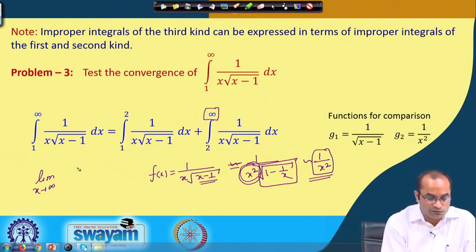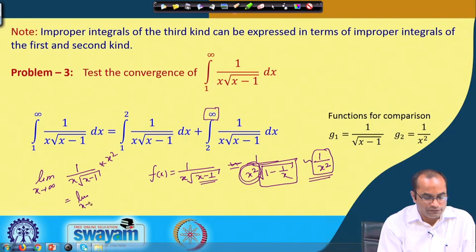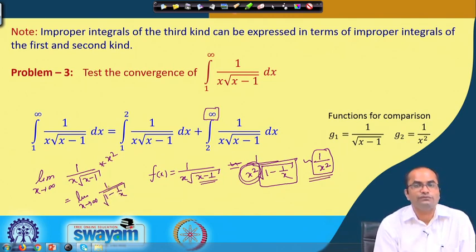So, f(x) was 1 over x times the square root of x minus 1, and g(x) is again 1 over x squared. So we have x squared there. This is the limit as x goes to infinity, and again we will take x common, so x squared will get cancelled, and we have 1 minus 1 over x under the square root. As x goes to infinity, this will approach 1.